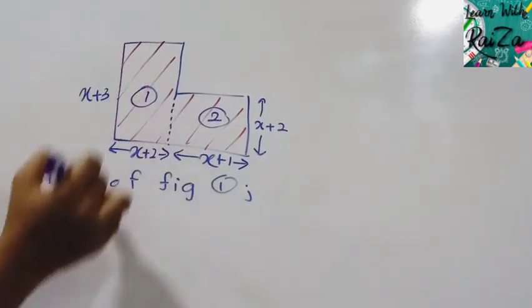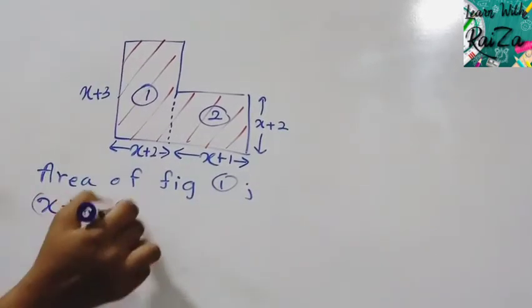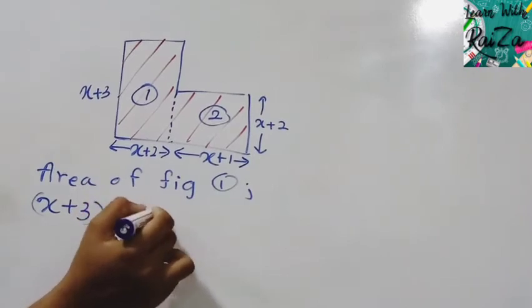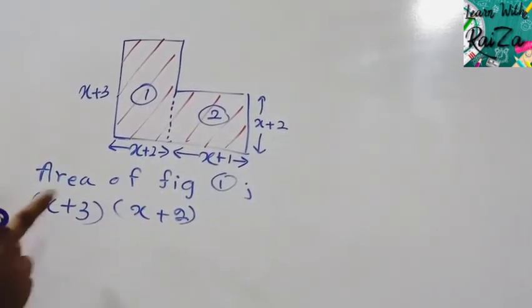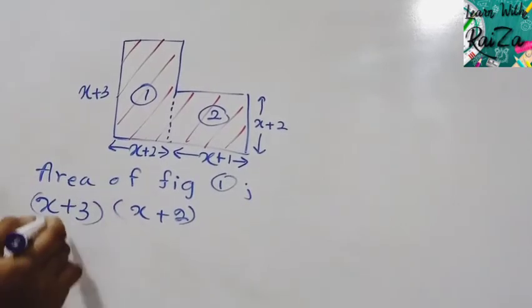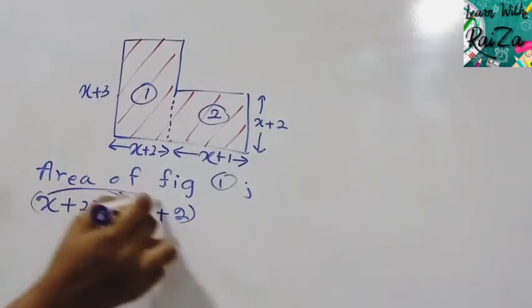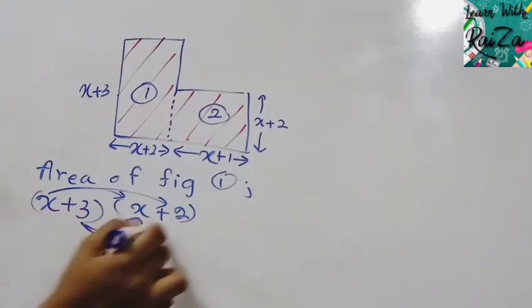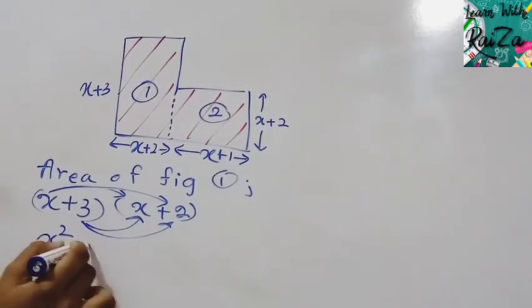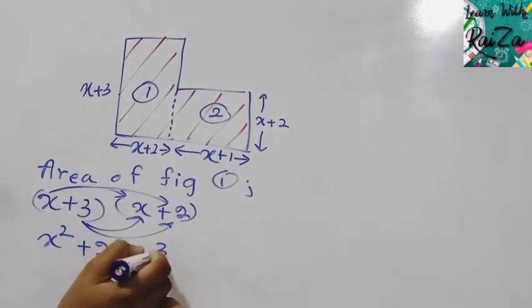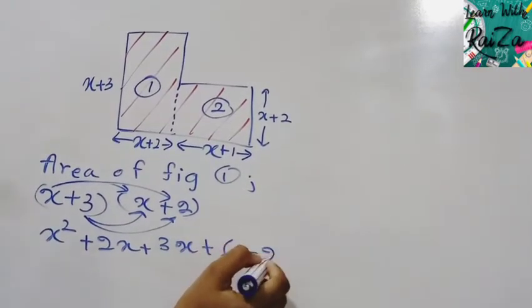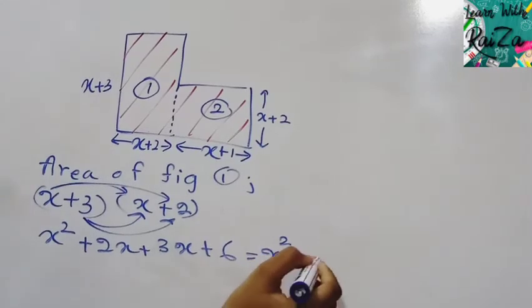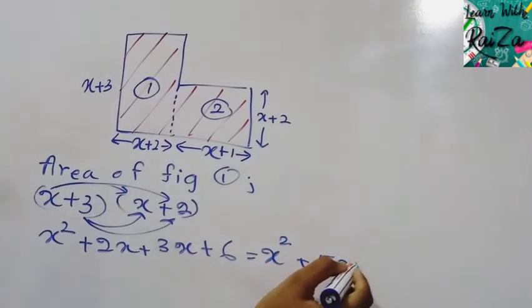Here the length is x plus 3. The breadth is this part, x plus 2. Then in binomial expression multiplication, I taught you this part. For the product of two binomial expressions, we multiply each term by the other terms. X squared plus 2x plus 3x plus 6. So like terms are here: x squared plus, here you get 5x plus 6.